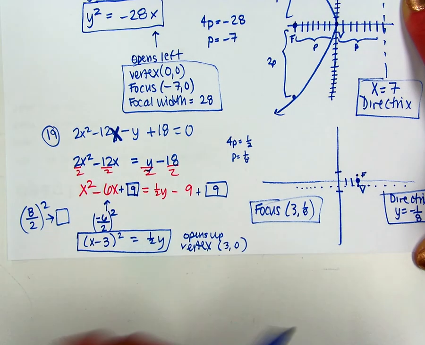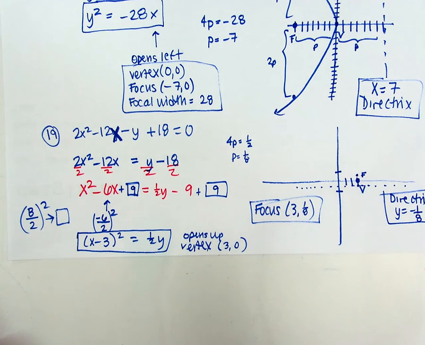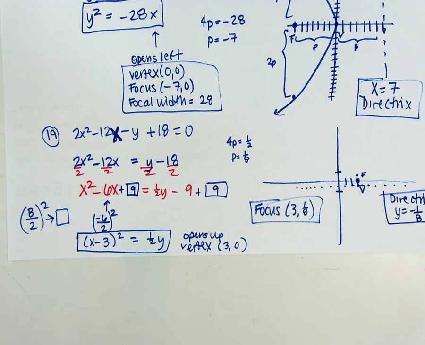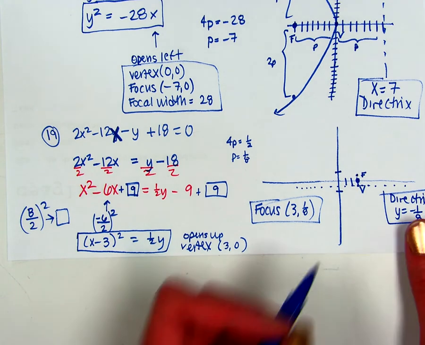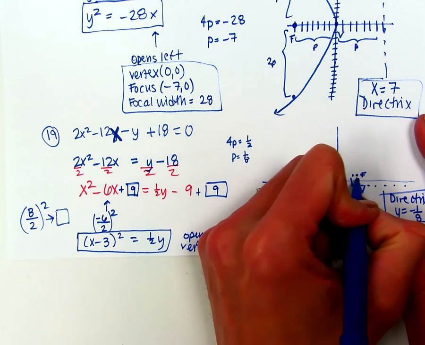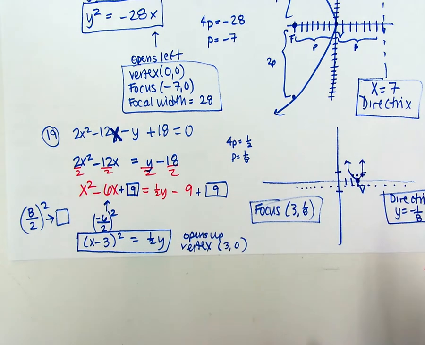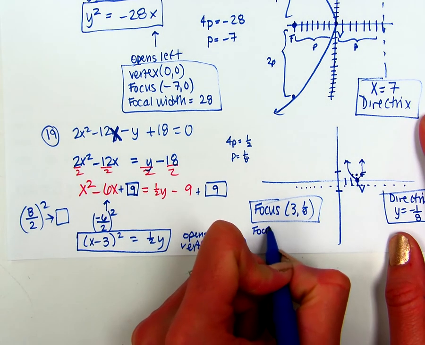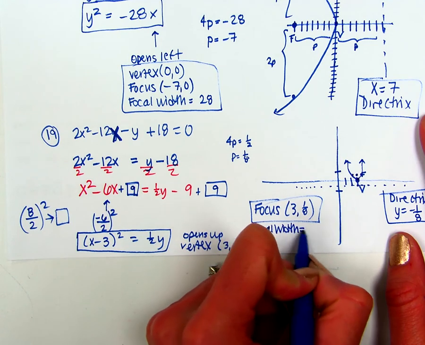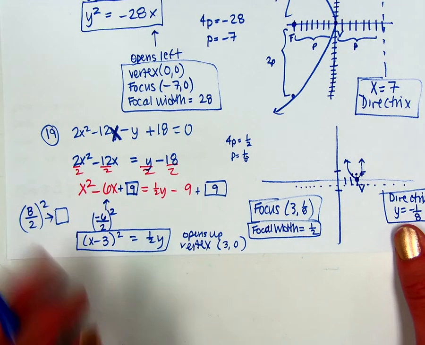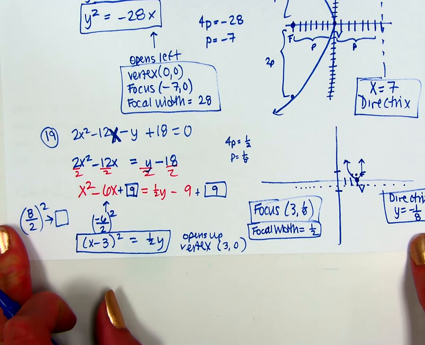All right, and then I need to go, my focal width, I need to go 2p to the left and 2p to the right, which would mean I go 1/4 to the right and 1/4 to the left. So grand total, my focal width is 1/2. Which is my coefficient of y from earlier. All right, so I should have everything labeled there.